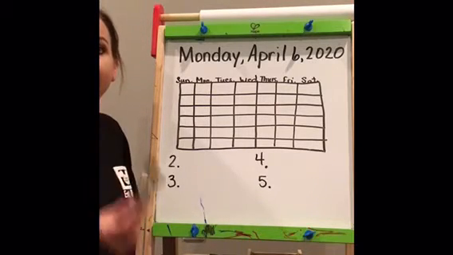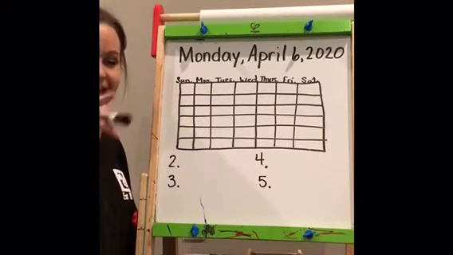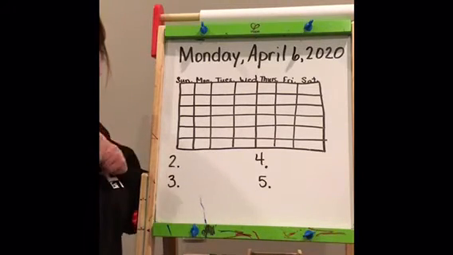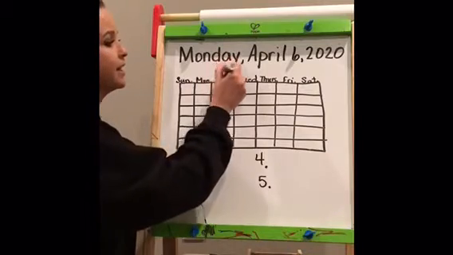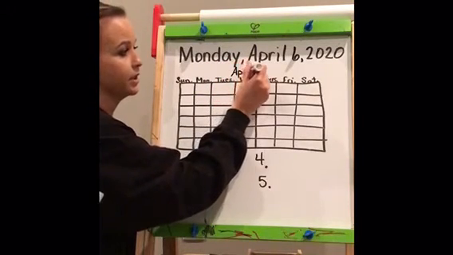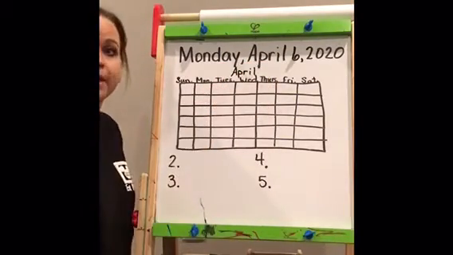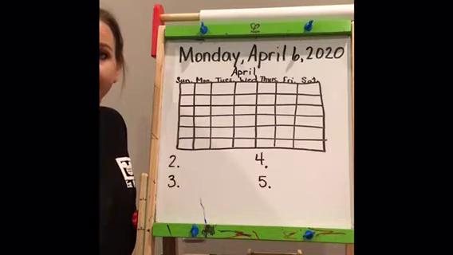January, February, March, and April. Very good, April. Do we need to capitalize April? Yes, because it is the name of the month. So you would write April out, capital A-P-R-I-L. If you need a few minutes longer to write out April, pause the video.